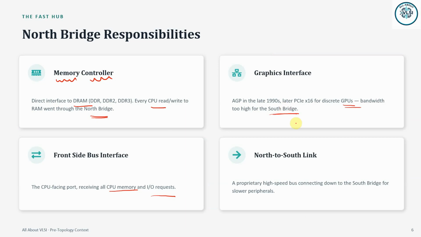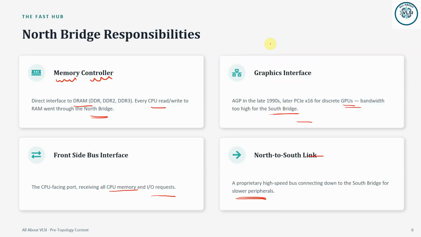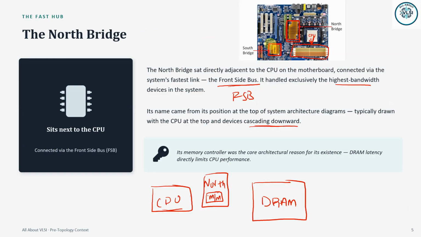And one more thing is the north to south link. I have a proprietary high speed bus connecting down to the South Bridge for slower peripherals. Whatever slower peripherals are present will be connected to your South Bridge, and there is a proprietary connection between your North Bridge and South Bridge. You can see over here all the slower peripherals are connected to these PCI slots, and these PCI slots are connected to the South Bridge. And this is my North Bridge's responsibilities, along with a brief description of the South Bridge.